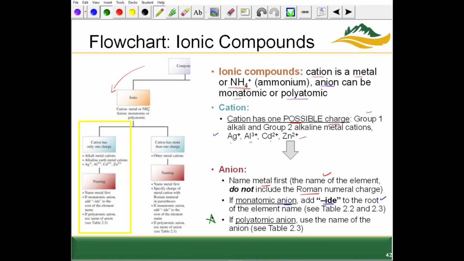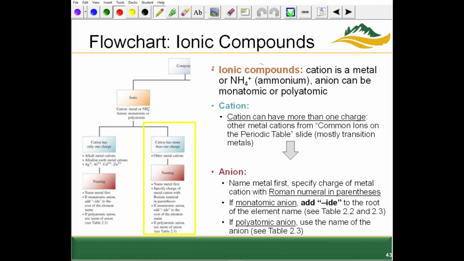Now, this important difference here: if we have a cation with one possible charge, we don't need the Roman numerals. We list that metal by its name. Then if that metal is in an ionic bond with a polyatomic anion, we just use the name of the polyatomic anion as is. We don't change it to read IDE. If it's not already a name that ends in IDE, we just list the polyatomic anion again as is.